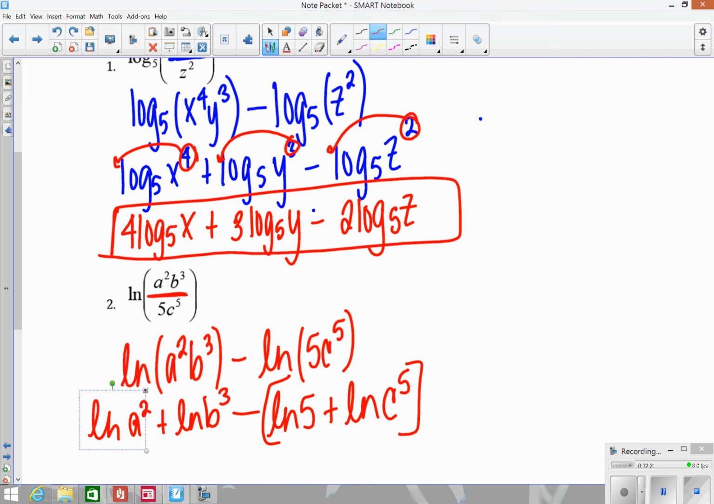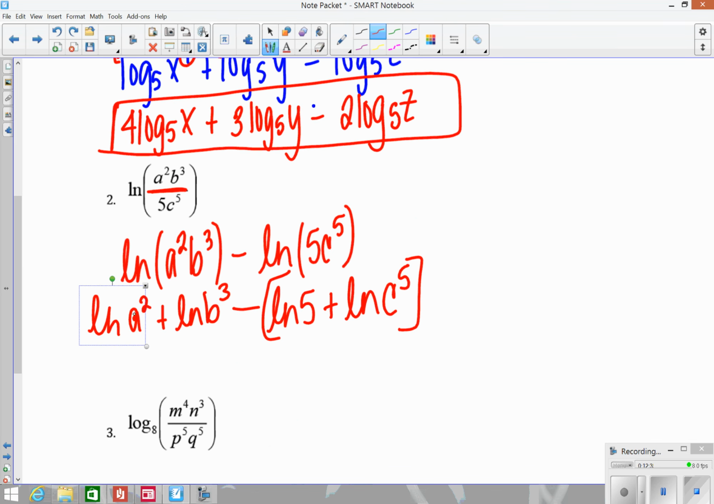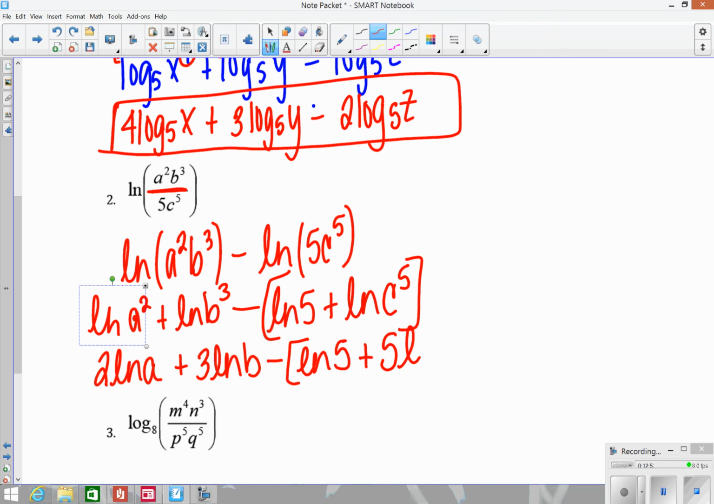And I need to put this in brackets because it came from one piece. It's minus this entire thing. So I need to make sure that when I separate it, it's still going to be minus this entire piece. And then from here, we just take care of our exponents. So this is 2, bring the 2 out in front, bring the 3 out in front, and then just keep ln 5 as is, and then keep the 5, or bring the 5 out in front, and then keep this all in brackets.